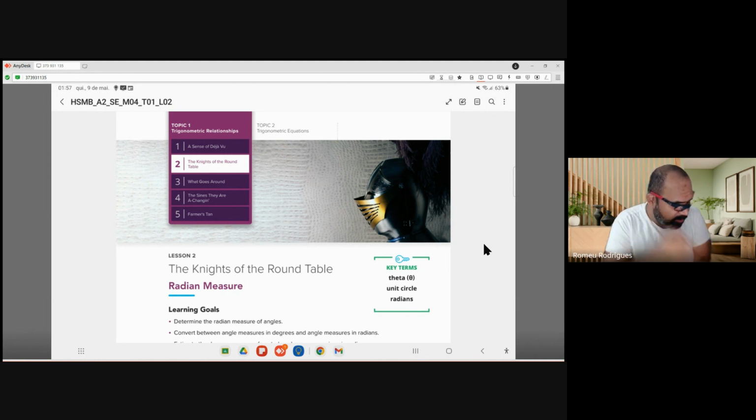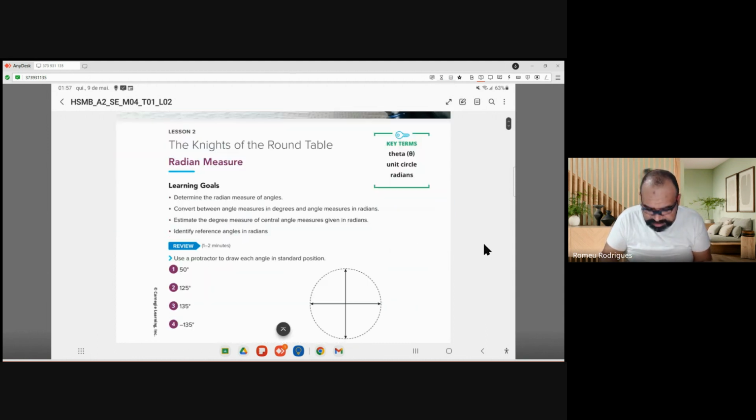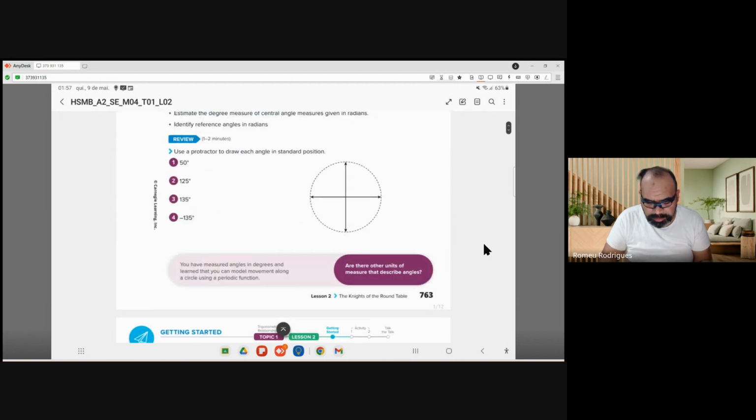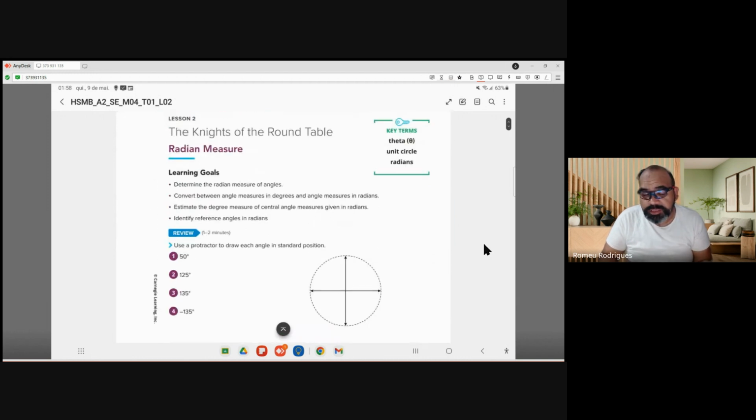But let's go together here, understand how this lesson works. Well, the lesson starts on page 763, okay? Also, the material you need is a protractor. I left the box, the crate over there next to my table. You can pick a protractor over there. Use the protractor to draw each angle as you see here: positive 50, 125, 135, and negative 135.